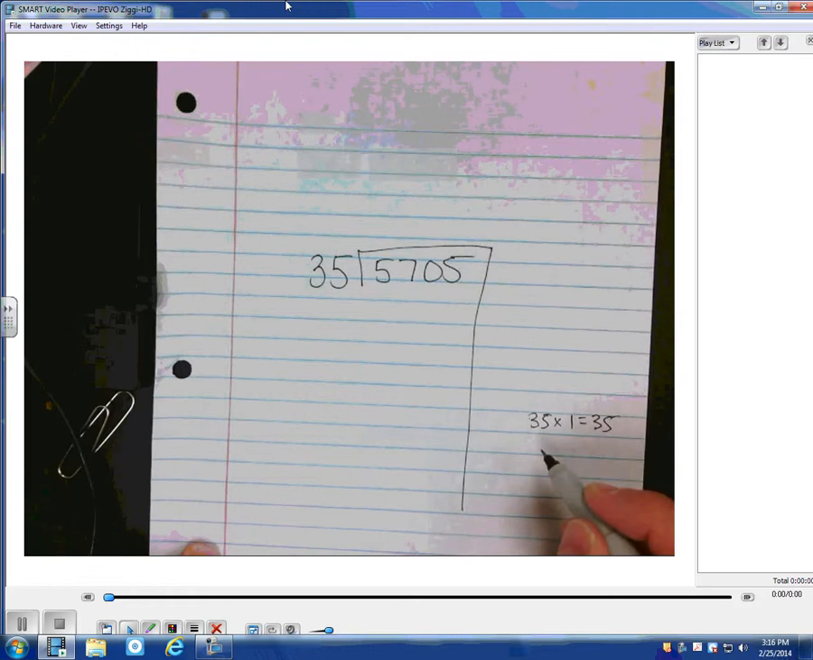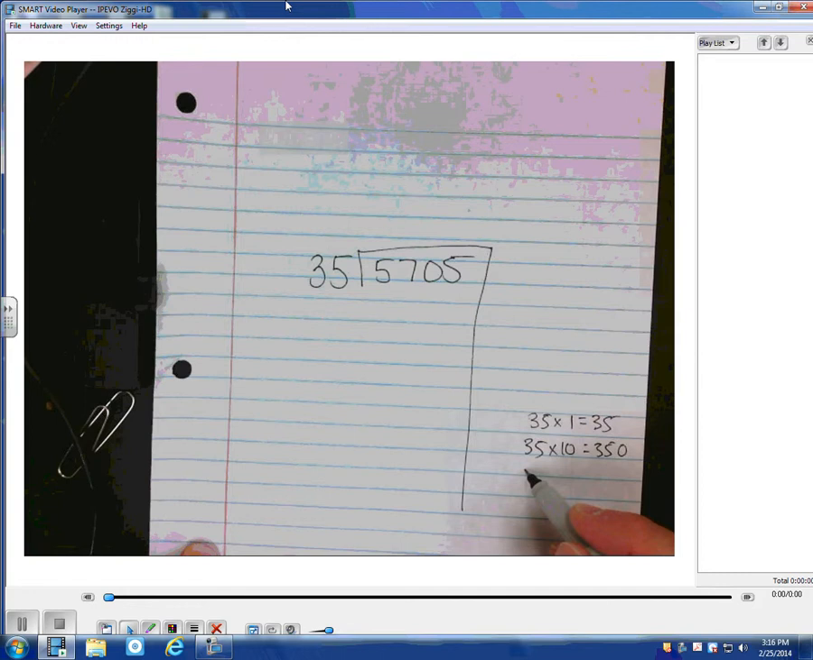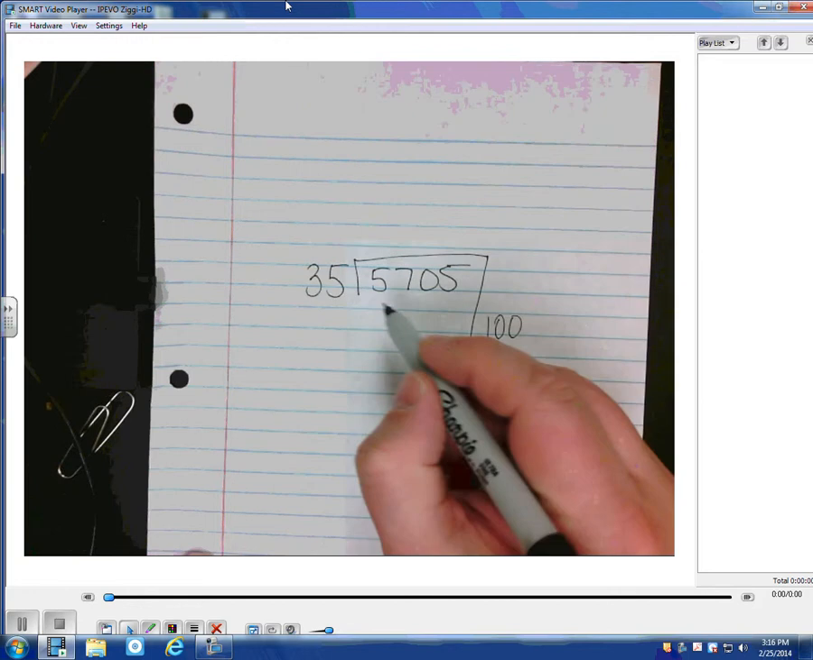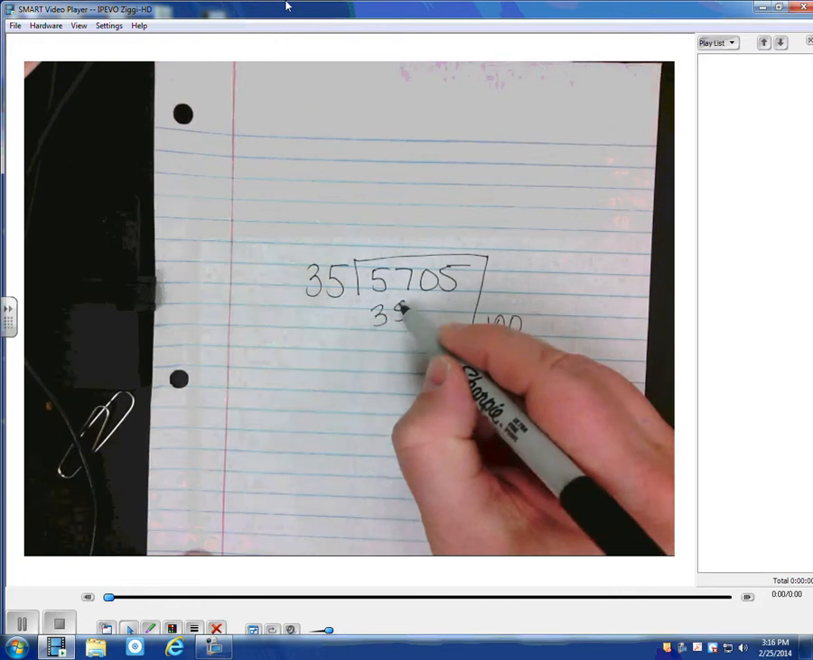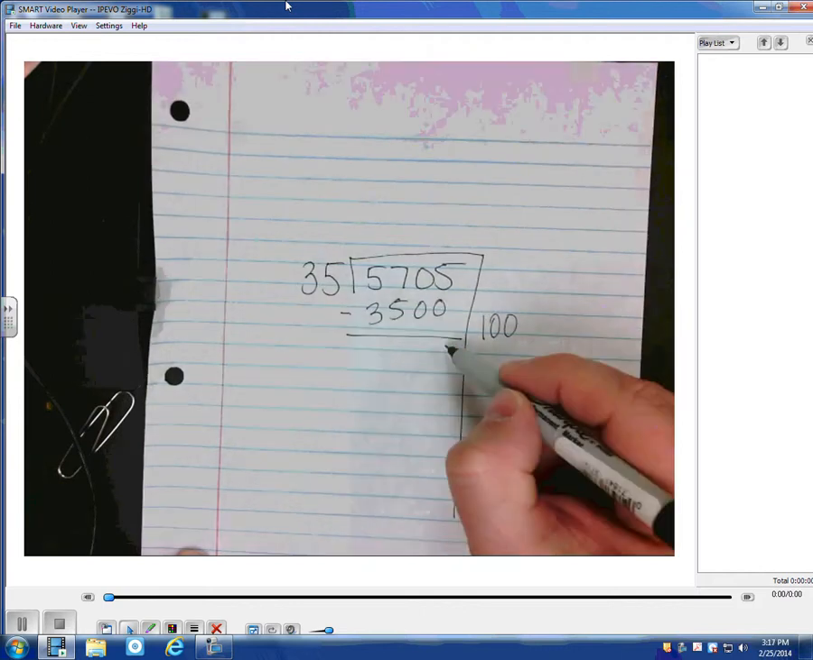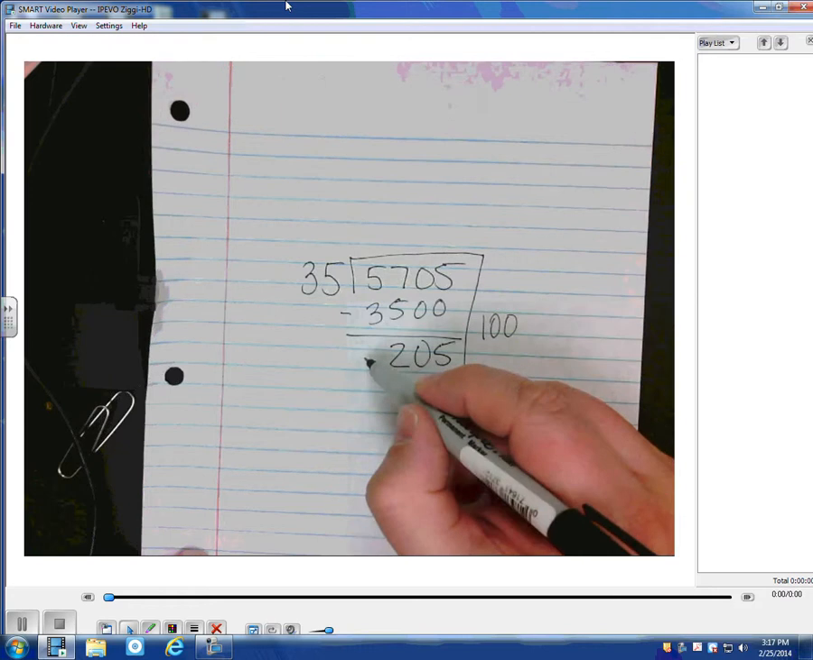So I'm going to use my powers of 10 now. So 35 times 10 would be 350. So I'm just adding a 0. Then 35 times 100 would be 35 and 2 zeros. That's pretty close to 5,705. So I'm going to go ahead and use that. So I'm going to pull 100 groups out, and that gives me 3,500. And then I subtract. 5 minus 0 is 5. 0 minus 0 is 0. 7 minus 5 is 2. And 5 minus 3 is 2.